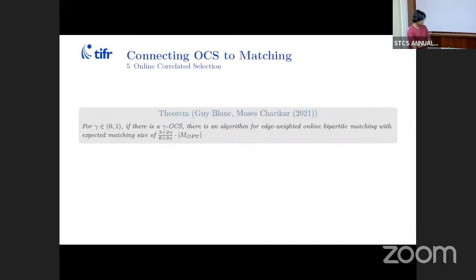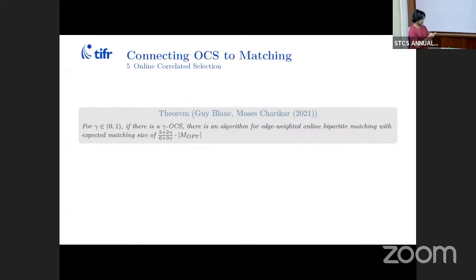Okay, so we started with matchings and we defined OCS. How are they connected? There is a theorem by Blank and Chakraborty. They show that if we happen to have a gamma OCS, then we have an algorithm which solves online edge-weighted bipartite matching, and it attains a competitive ratio of the following.